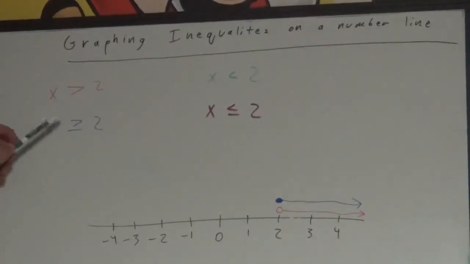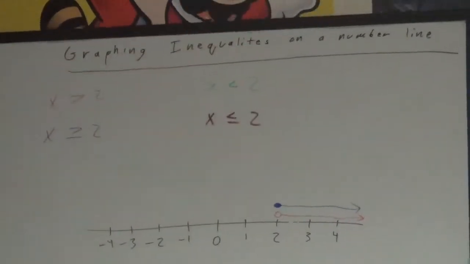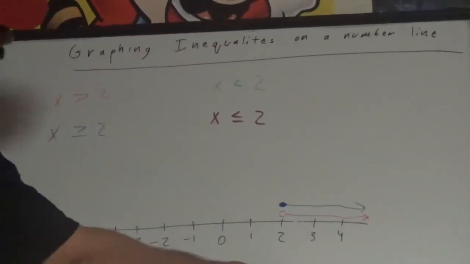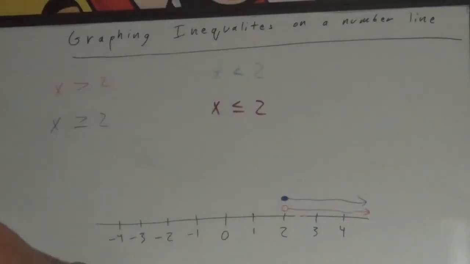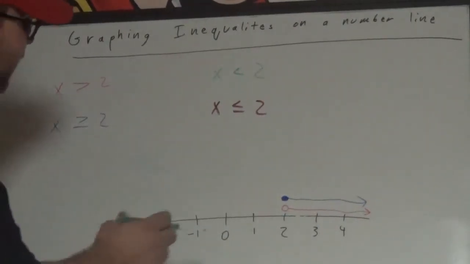And again, you look at the direction. The arrow's pointing this way. I'm going to assume that you can still see it fine on video on the camera, but we'll see.